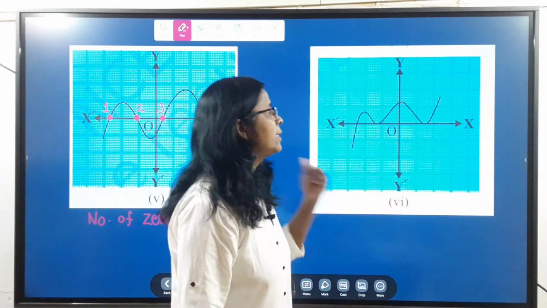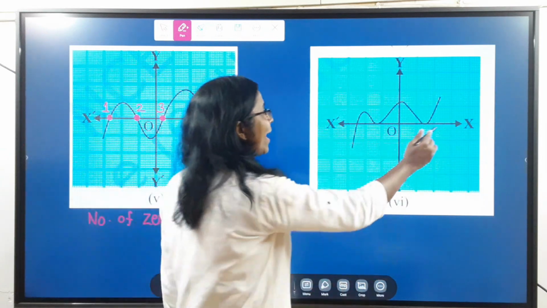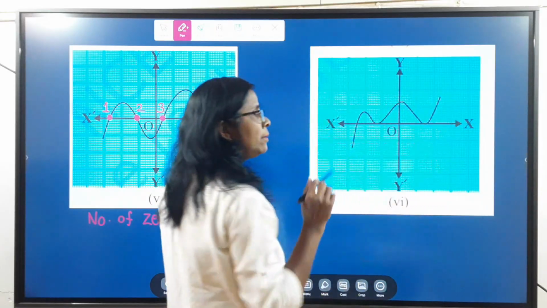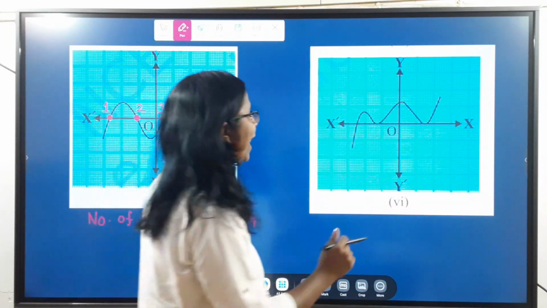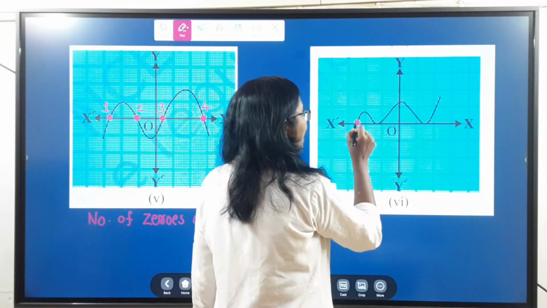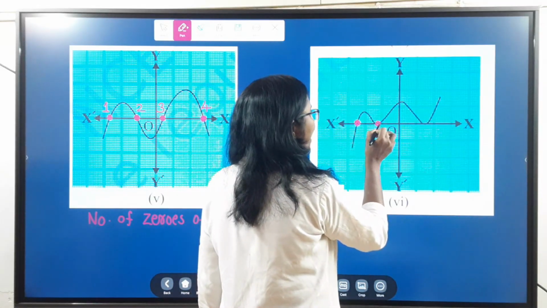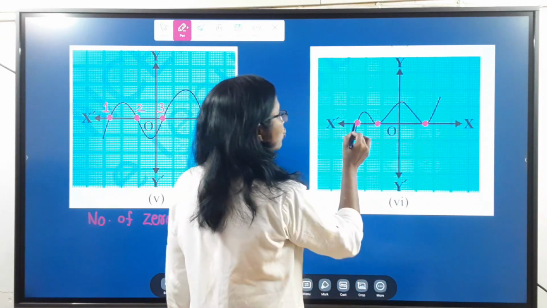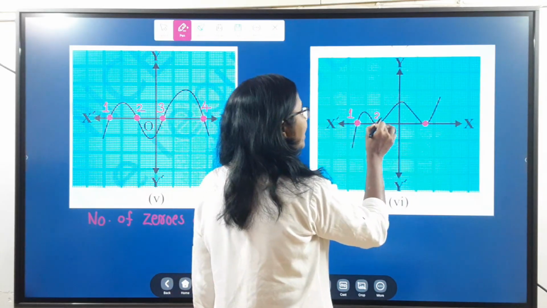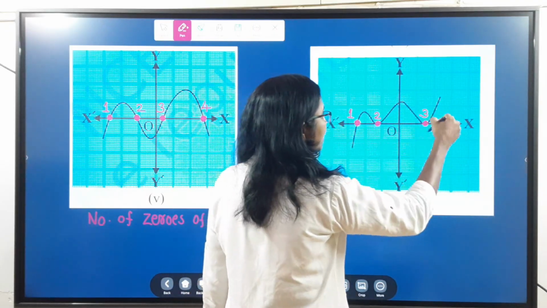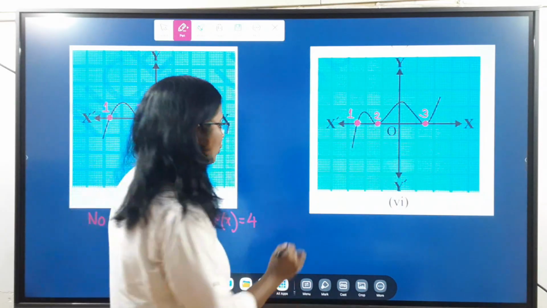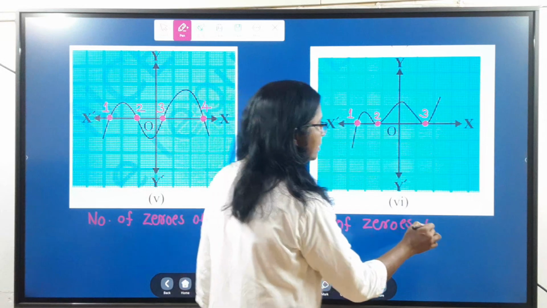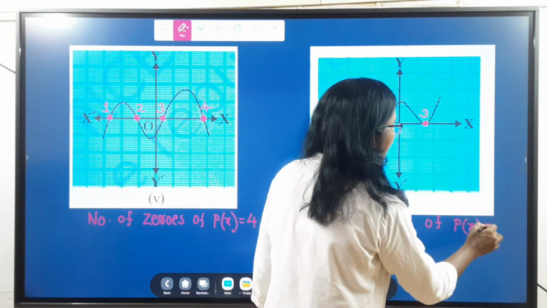Now see the next example students, the sixth example. Other than the x-axis and y-axis, there is a curved line, and that curved line represents the polynomial p of x, and it intersects the x-axis at this point, touches the x-axis at this point, then touches the x-axis at this point. So here students, there are 3 points where this curved line meets the x-axis, and that means students, here we say that the number of zeros of p of x is equal to 3.